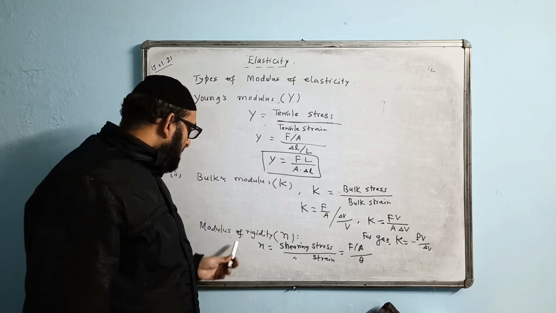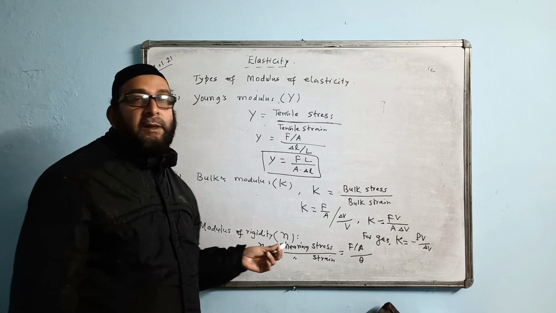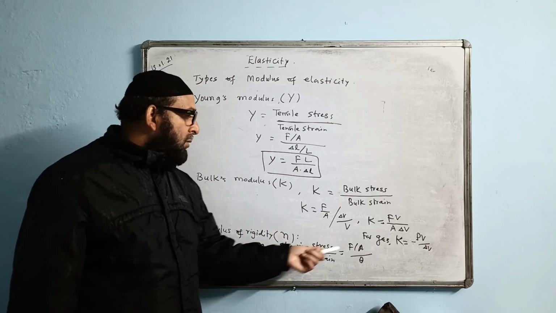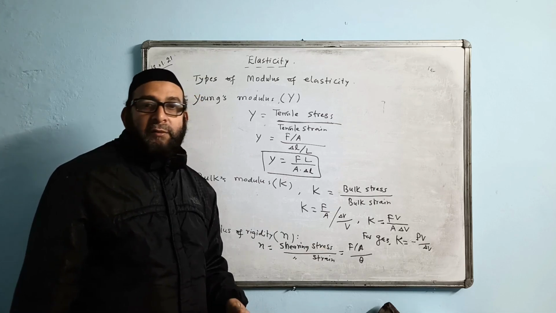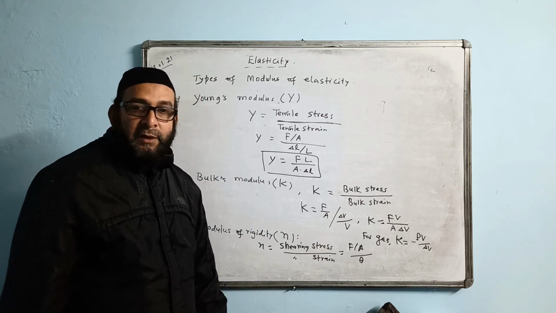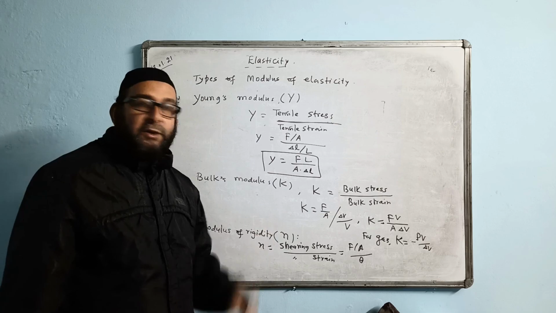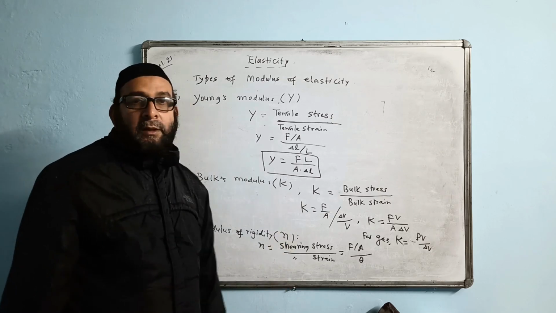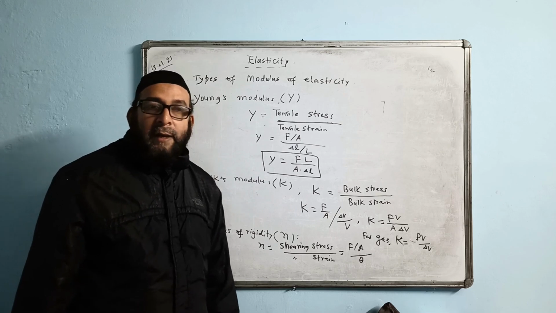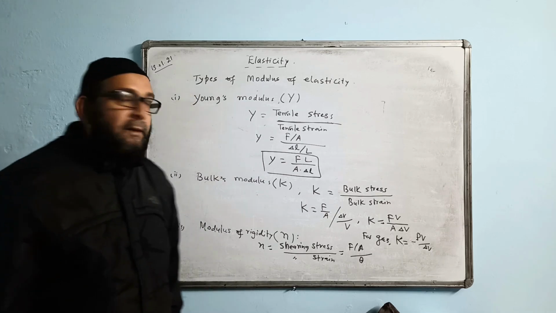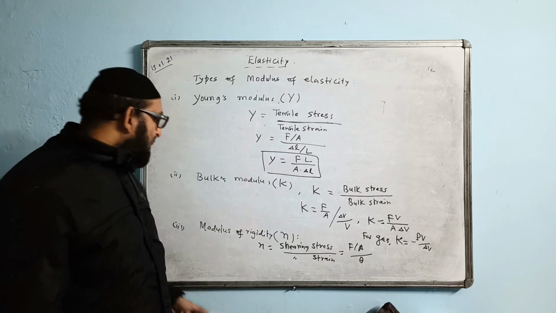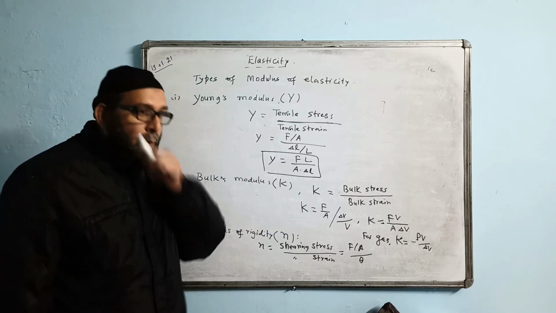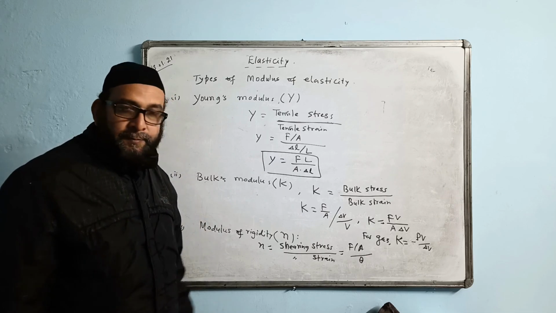Modulus of rigidity is also applicable for solids only, because liquids and gases do not have fixed shapes, so there is no question of changing the shape. So only bulk modulus is applicable for all three states of matter, whereas Young's modulus and modulus of rigidity are only applicable for solids.